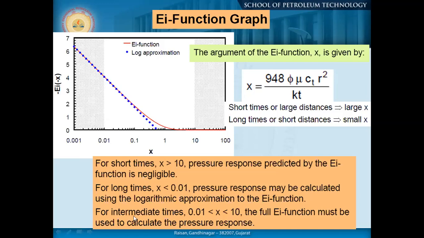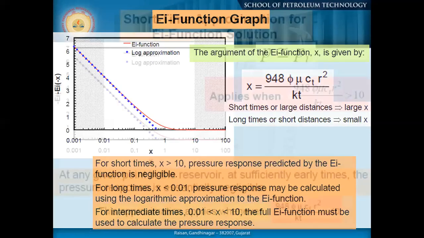For intermediate times and long times, that means for small x, meaning a value of 0.01, you see the Ei function and the log approximation having the same value. So it may be calculated using the logarithmic approximation. This Ei function expansion we could approximate by a logarithmic expansion, and in between we need to really apply the Ei expansion to get the proper value.